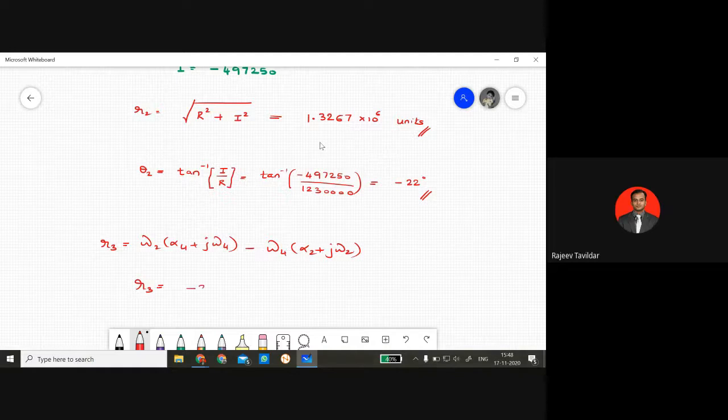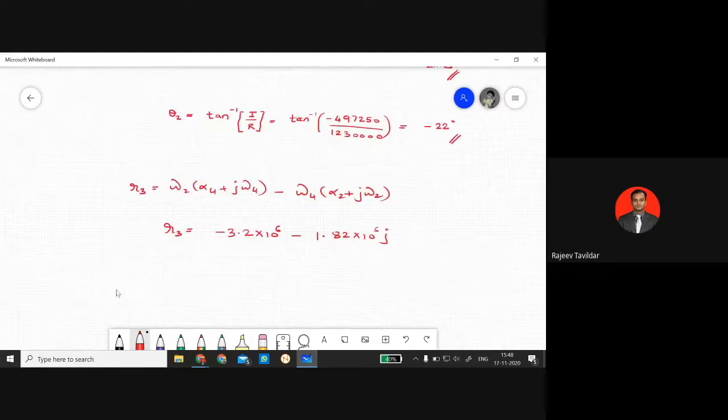So let me know if I'm getting the real term as 3.2 into 10 raised to 6 minus 1.82 into 10 raised to 6 j. This is what I'm getting when I solve it. This is the real part and this is the imaginary part.